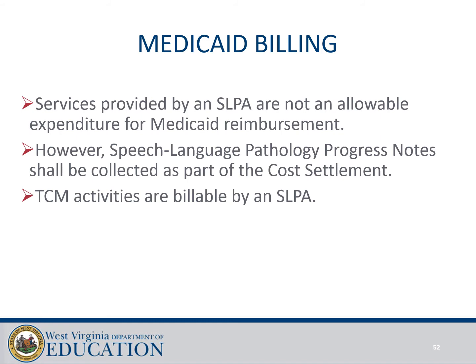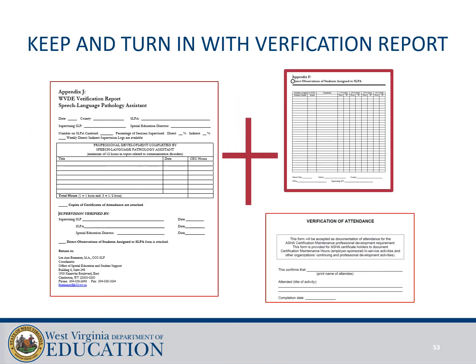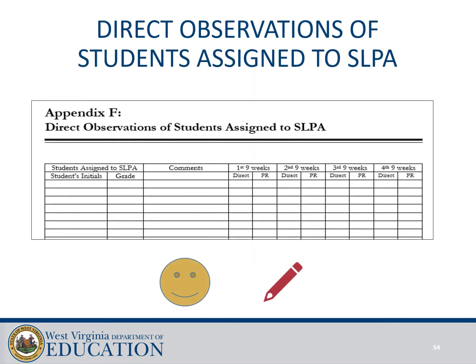The next important form to maintain is the direct observations of students assigned to the SLPA. Remember, it will be turned in at the end of the school year with the verification report. On this form, you're tracking two different things. First, you're showing that every 9 weeks you are seeing the students served by the SLPA. And every 9 weeks, you're looking at the progress reports and reviewing them and signing off on them.